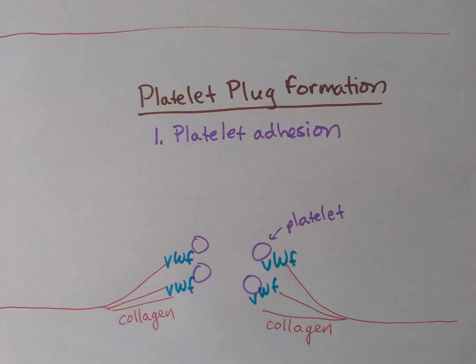Here's a picture of platelet plug formation, the first step, platelet adhesion. So when you have a break in the blood vessel and the collagen is exposed, the von Willebrand factor, which is a protein just floating around in the blood, will stick to any of the collagen that is exposed to the blood. The von Willebrand factor acts like a handle that the platelets in the blood can then grab onto, and the platelets will stick to the von Willebrand factor, which is stuck to the collagen on the edge of the broken blood vessel. So that's platelet adhesion, where the platelets adhere to the broken walls of the blood vessel.